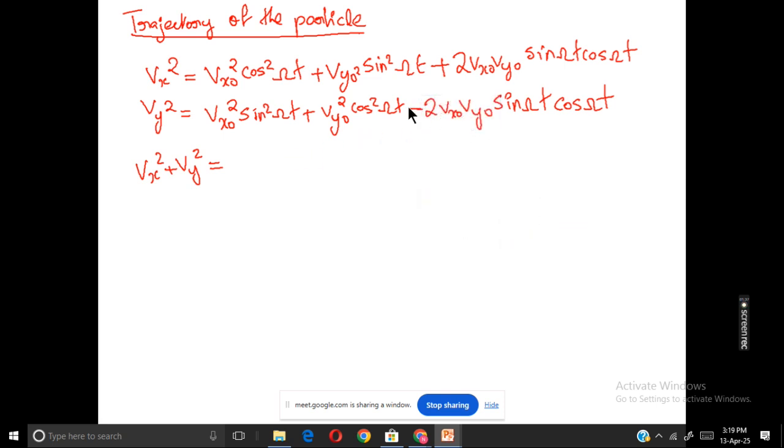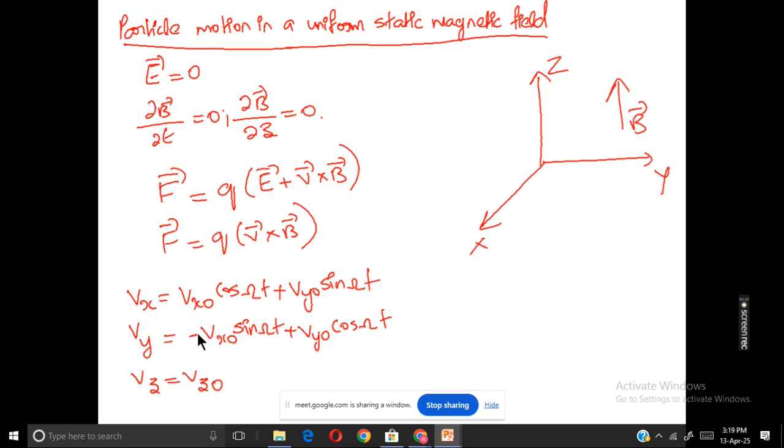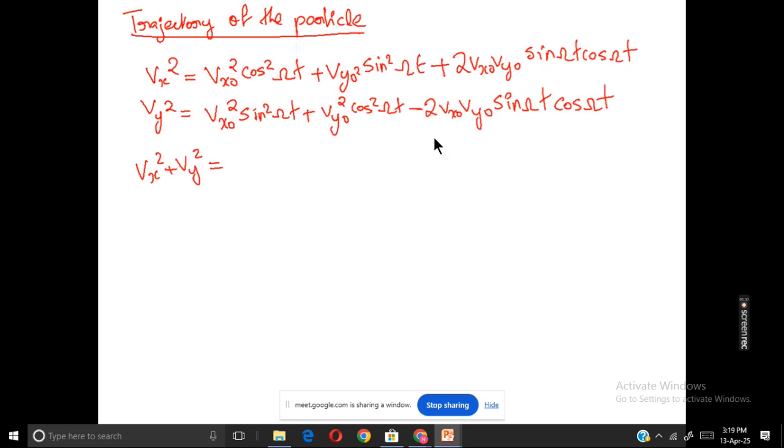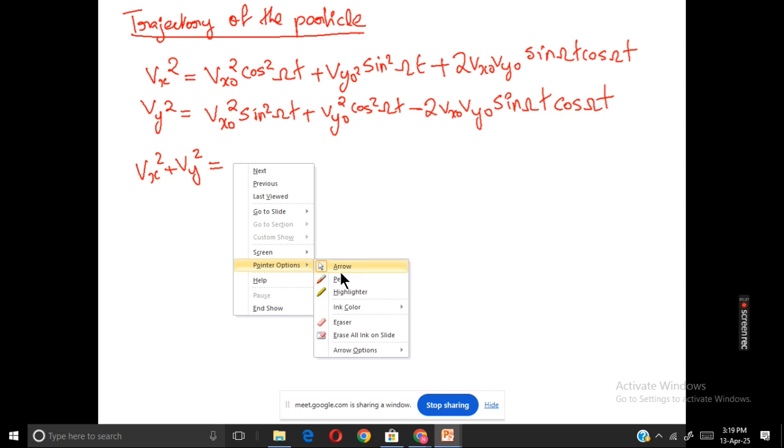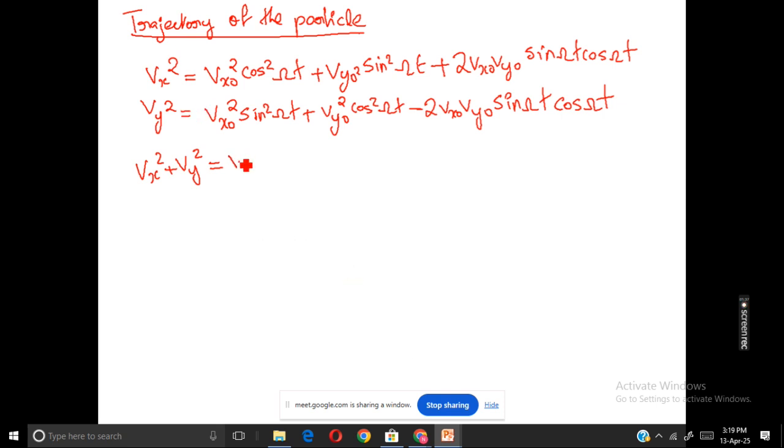This is minus because this is minus vx0 sin omega. This term will be negative, so this and this term will be cancelled out. And finally, if we add, we will get vx square plus vy square is equal to vx0 square plus vy0 square. This corresponds to the equation of a circle.